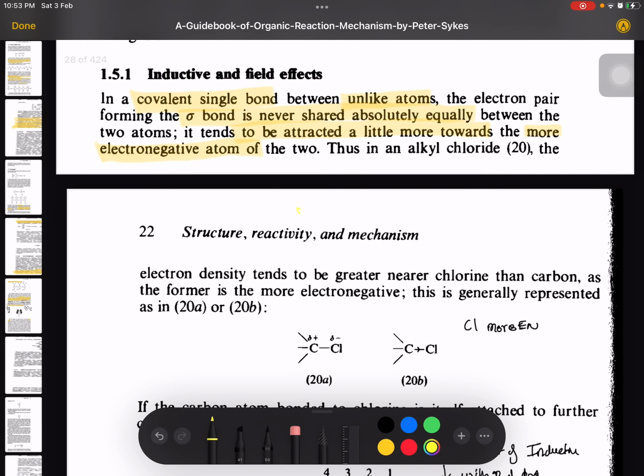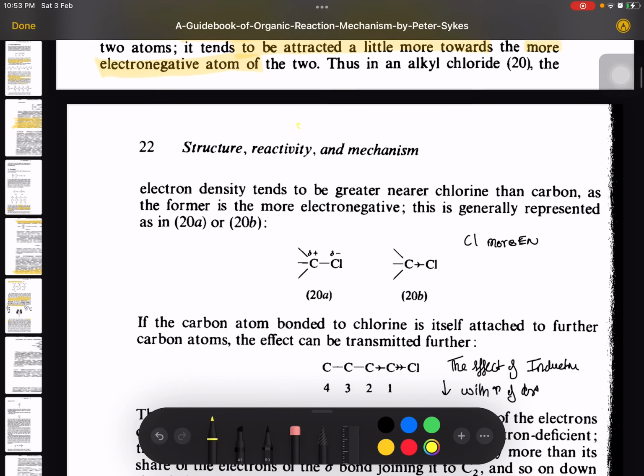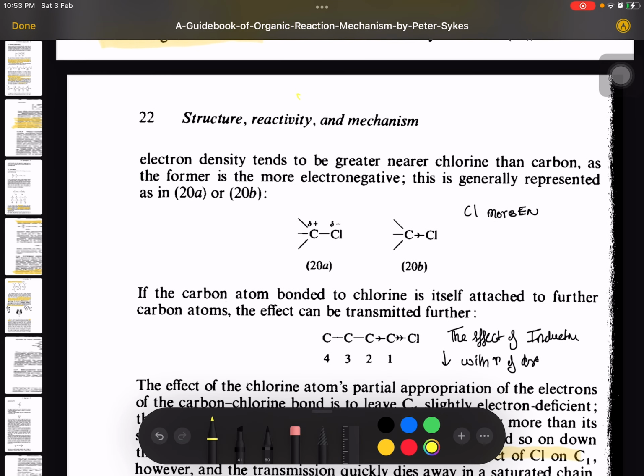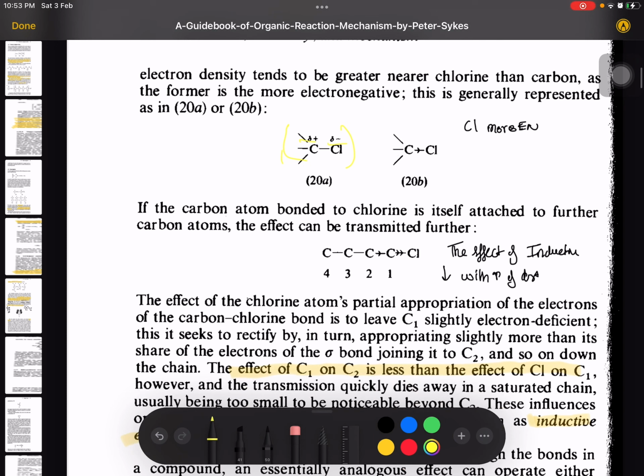Inductive effect. In a covalent single bond between unlike atoms, right, there's an electronegativity difference. So the bond is never shared equally between the two atoms. It tends to be attracted a little more towards the more electronegative atom. As you can see here, Cl is more electronegative, so it'll make a delta minus charge here and delta plus here. And a carbon atom bonded to chlorine is itself attached to further carbon atoms, so the effect can be transmitted further.